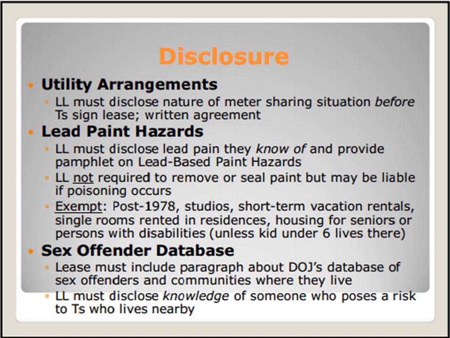And then the sex offender database. The lease must include a paragraph about the Department of Justice's database of sex offenders and the communities where they live. If the landlord knows of someone who poses a risk and lives nearby, then they need to let the tenant know that. But again, this relies on whether or not the landlord knows that occurred, but if they do know about it, they have an obligation to let the tenant know that they may be at risk.